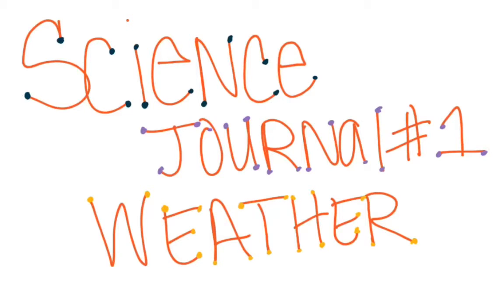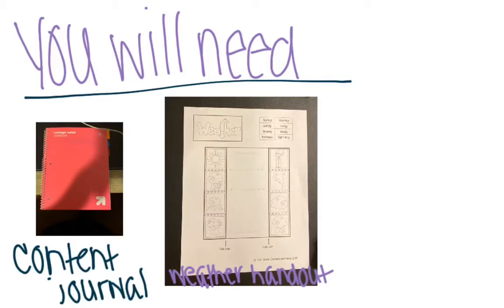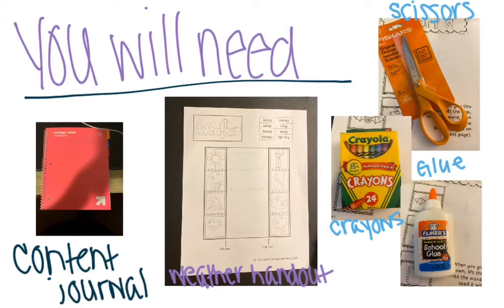Okay, class, today we are going to do our very first science journal over the topic of weather. For this journal, you will need your content journal, the weather handout that came in the packet that I delivered to your house, and scissors, glue, and crayons.